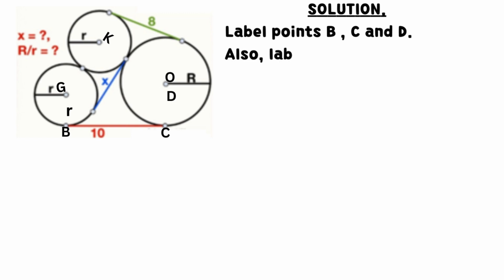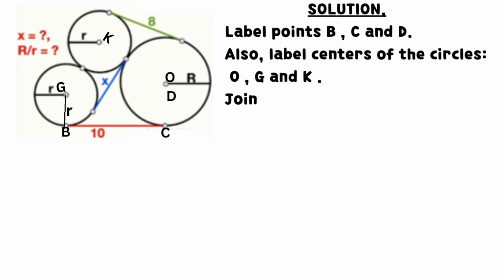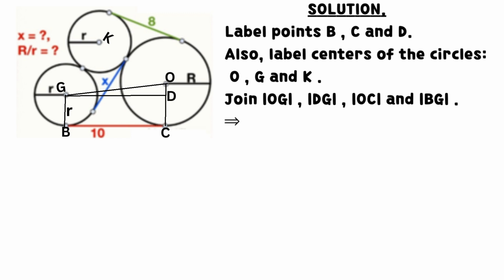Label points B, C, and D. Also, label centers of the circles O, G, and K. Join line OG, line DG, line OC, and line BG.